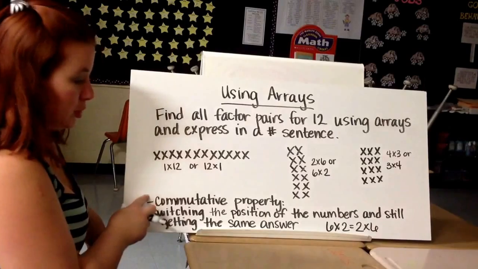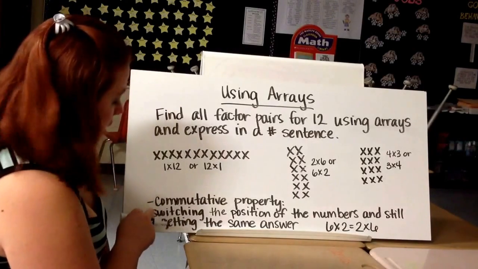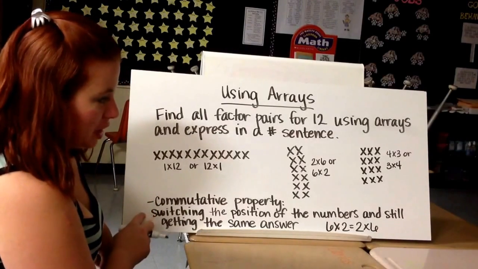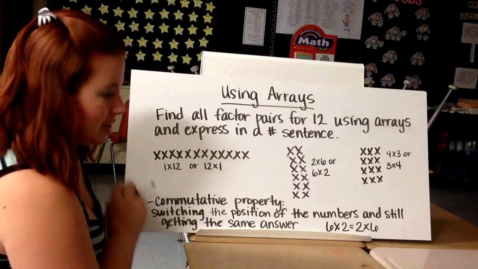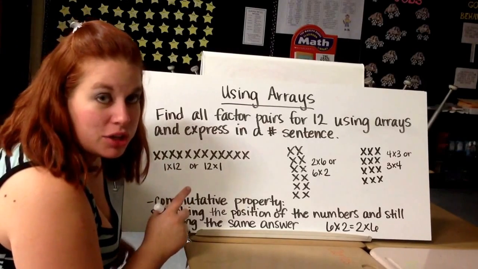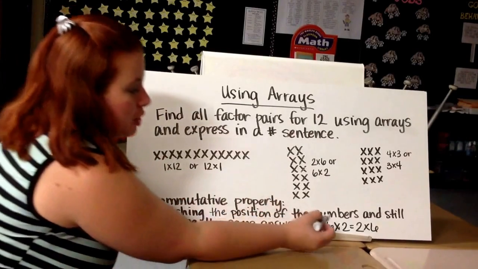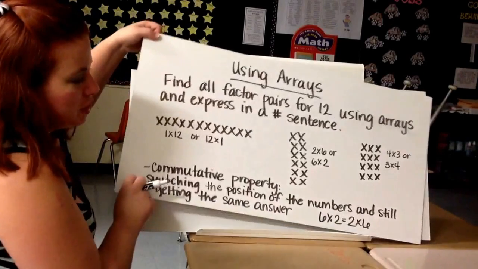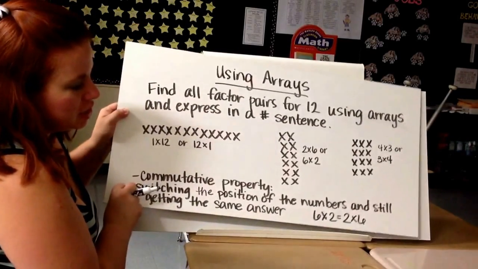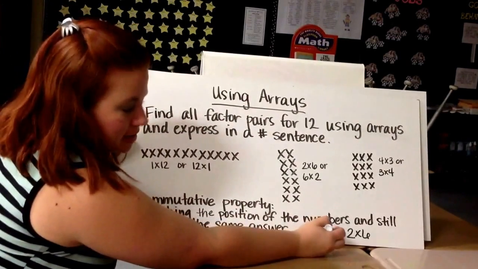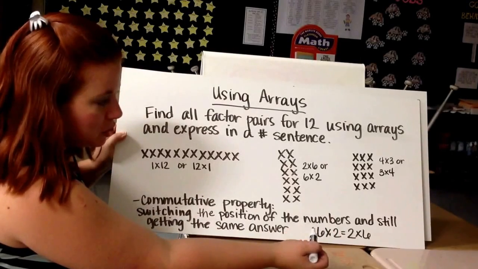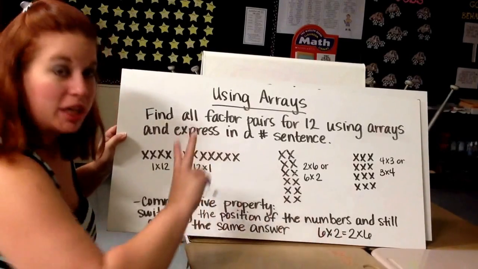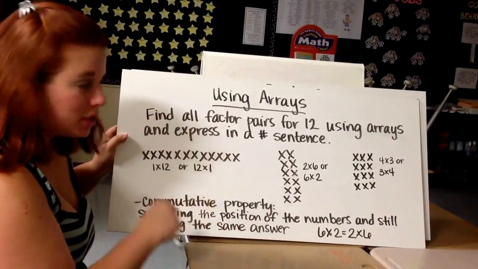Now, the commutative property says switching the position of the numbers and you still get the same answer. That is called the commutative property. So if I took 6 times 2 and switched the position to 2 times 6, I still get the same answer. 6 times 2 is 12, 2 times 6 is 12. All I did was switch them around. That's commutative.